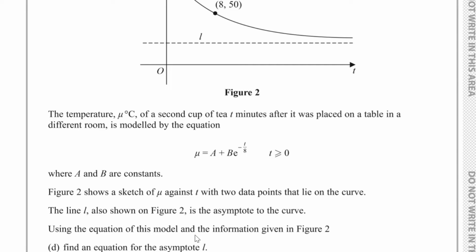Using the equation of this model and the information given in figure 2, we have to find an equation for the asymptote L. And hopefully, if we take a look at this equation here, straight away you can see the asymptote corresponds to A, because this value of A simply represents a translation by vector (0, A). We've moved A units in the mu axis. So here is our asymptote L, which has equation mu equals A.